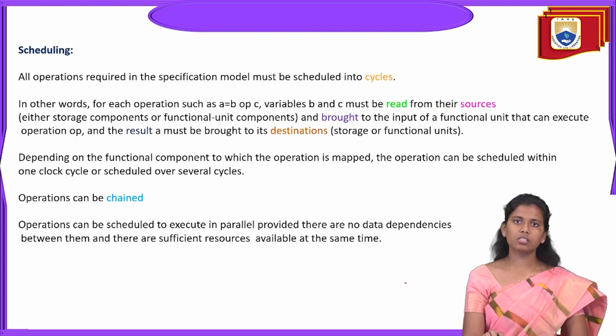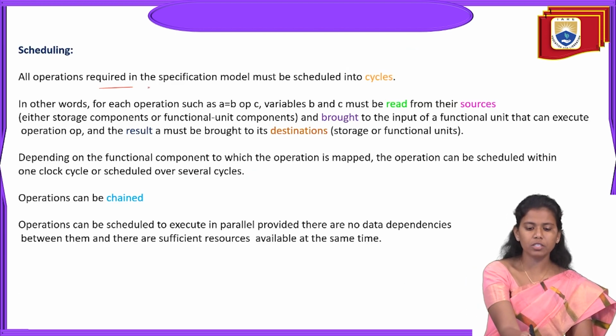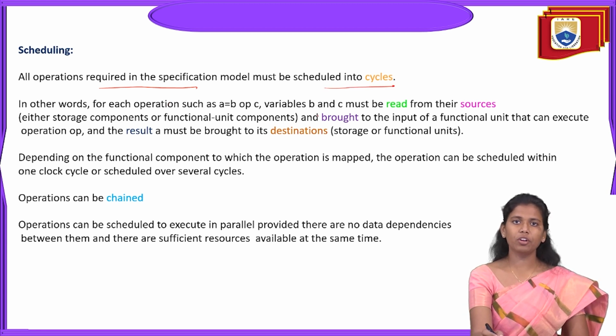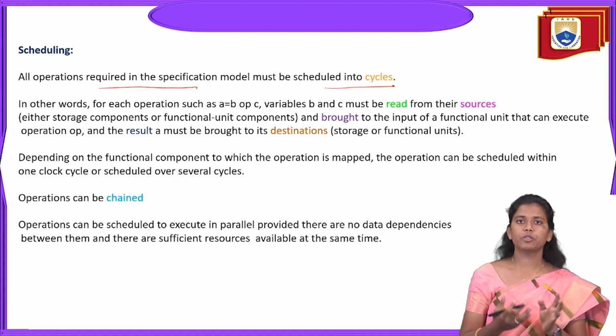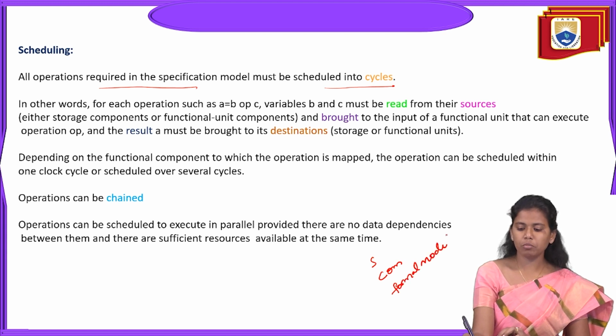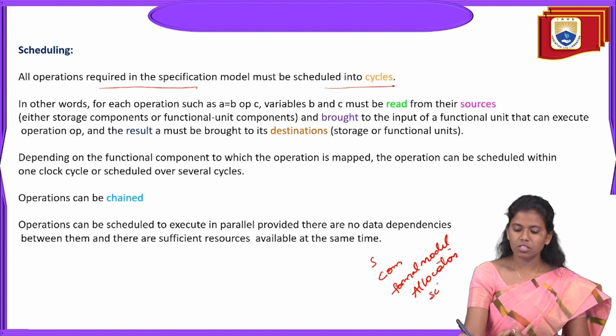And now coming to the scheduling. Scheduling is nothing but all operations required in a specific mode must be scheduled into cycles. Of course, it has to be modeled, whatever specifications you have considered. After specifications, compilation; after compilation, we go with the formal model; after the formal model, alteration and allocation are done; and after allocation, scheduling, and after scheduling, binding, right?